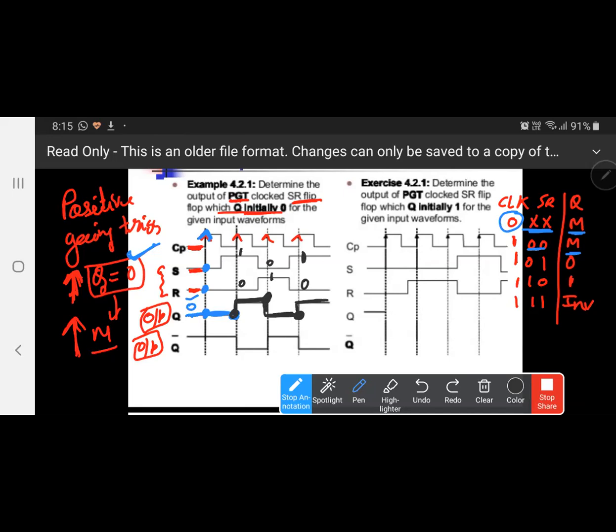Yes. And Q bar is the complement of this. So it was 0, so this is 1. This was 0, so this is 1. This is 1, so this is 0. This was 0, so it is 1. It was 1, so it is 0. Just complement. Clear?